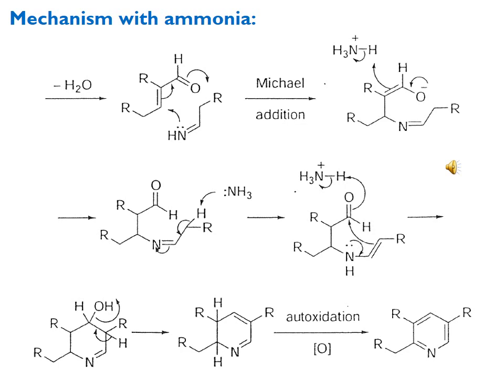After the removal of water, we get another double bond, and then after auto oxidation 2 protons have also been removed, and we get the aromatic ring formation, and this is the pyridine. So in this way, overall the cyclic 6-membered pyridine has been formed.